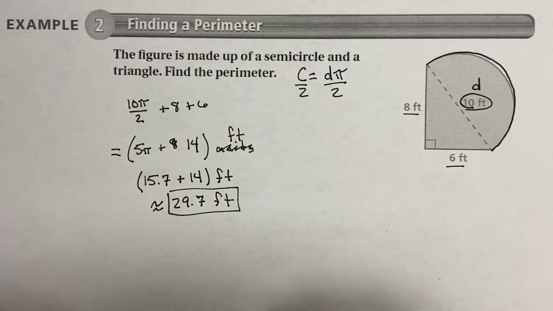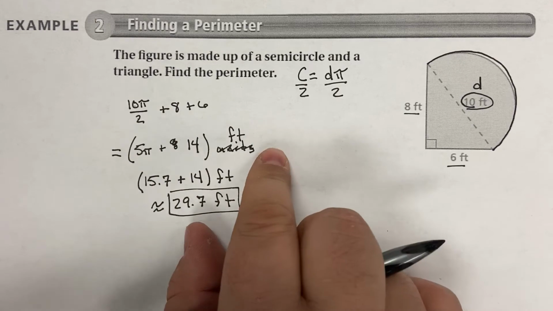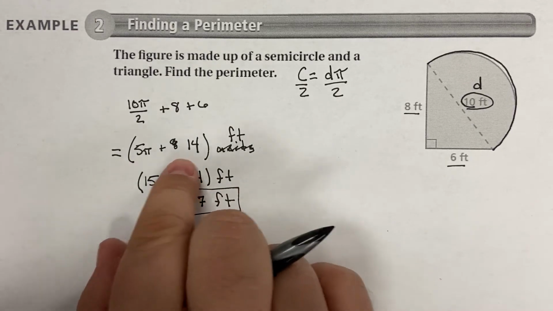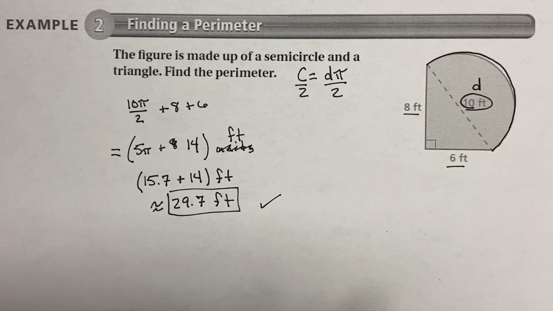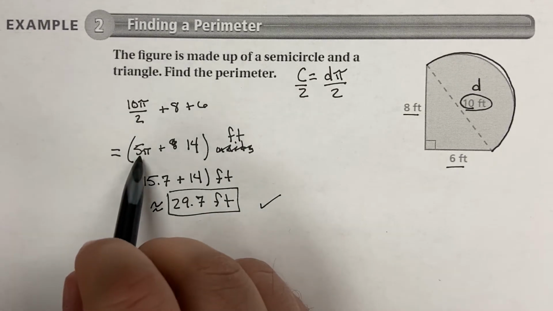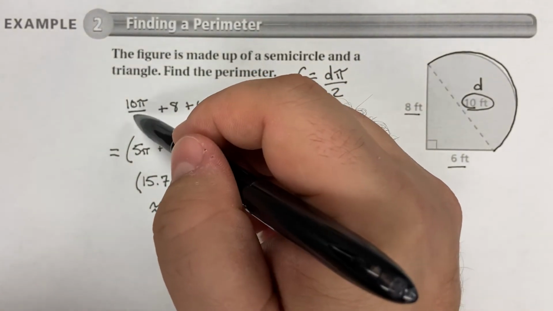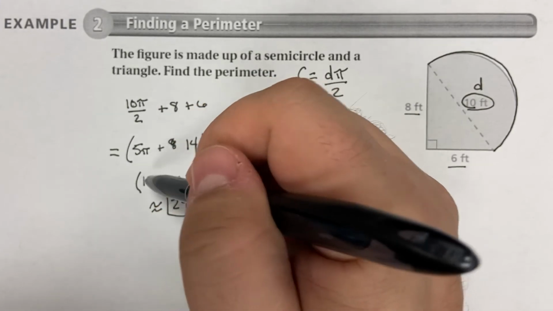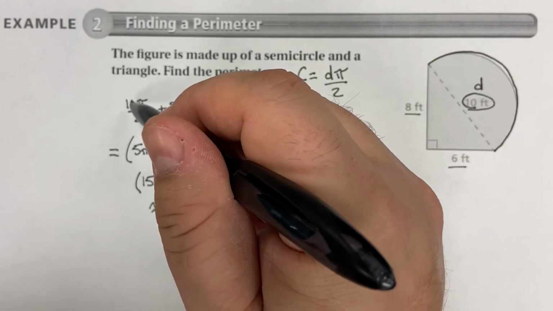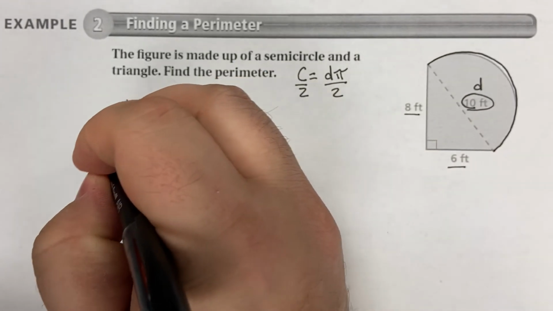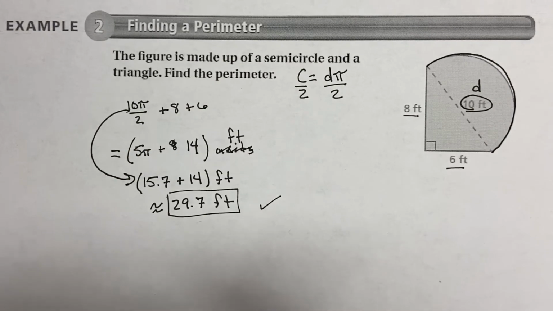It's about, this is about, and this is exactly. So that's when we estimate, or when we can be close enough, 29.7 feet, or if we want to leave it as exact, 5 pi plus 14 feet. This one makes a lot more sense when I'm writing a final answer, it just takes a little bit extra. And if you're wondering how I did this, 3.14 times 10 is 31.4, and then I went ahead and divided that by 2. That's how I got my 15.7. So I basically did this to get that number, which is the same thing as 5 times 3.14.